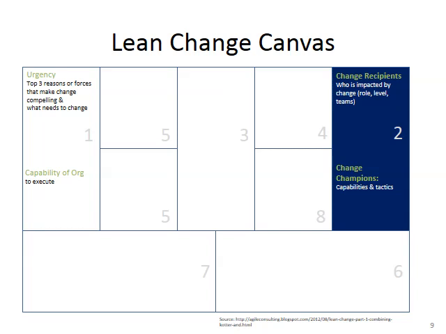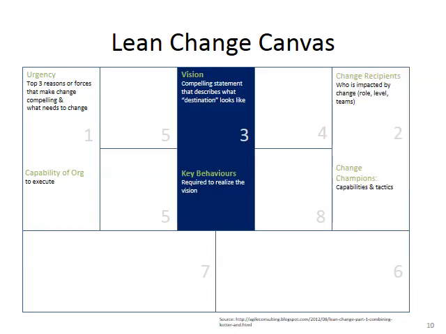Change recipients and change champions. By identifying the change recipients, that is, those impacted by the change, role, level, team, etc., the organization can focus its change activities in a manner which allows for the easier acceptance, transition, and adoption of the desired change. Identifying change champions also facilitates this process, and tactics can be designed which play upon their strengths and capabilities.